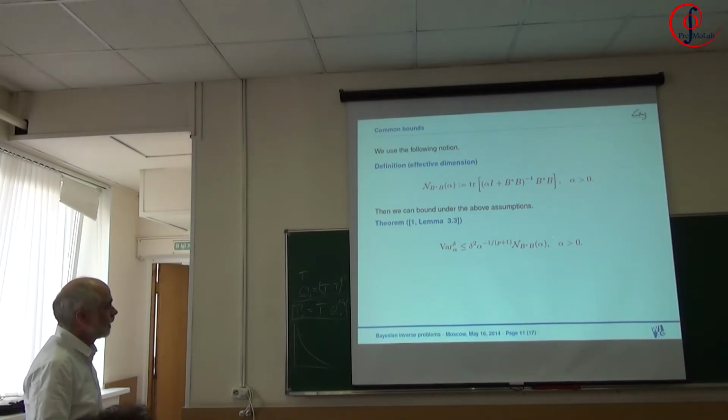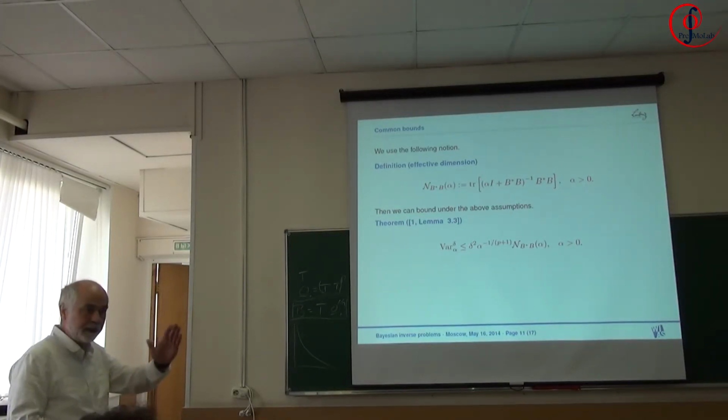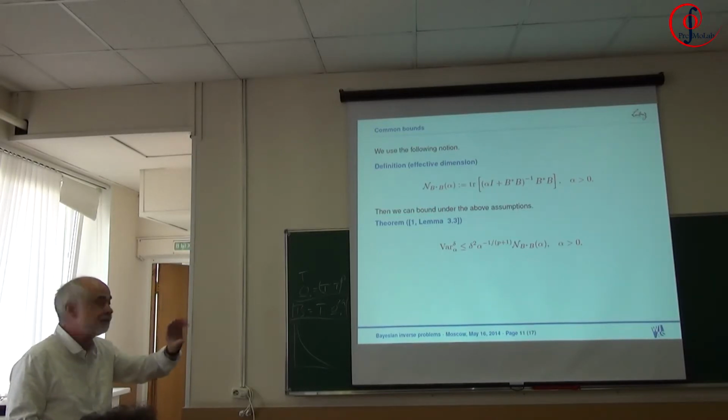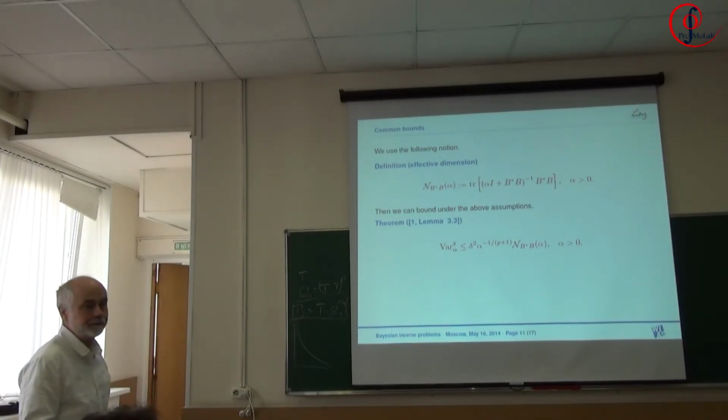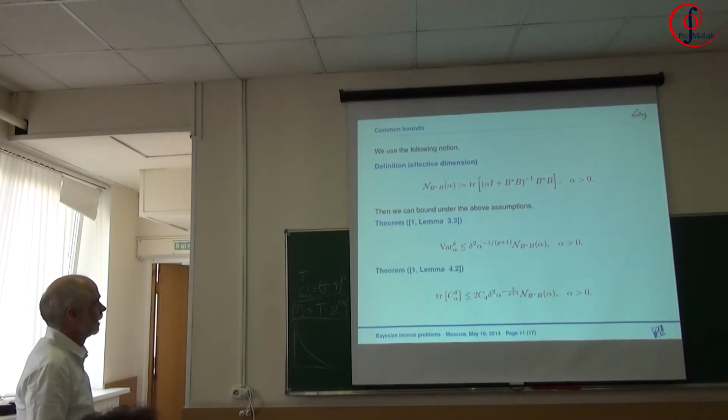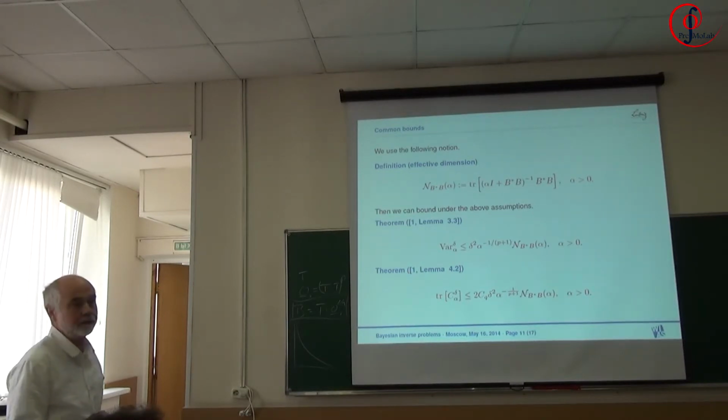That's of the type, the effective dimension, alpha to the minus 1 over P plus 1. Alpha was a parameter which we chose for the prior, and delta is a noise level. So that's a tight bound. And the posterior covariance, the trace of the posterior covariance, is up to a constant the same bound.